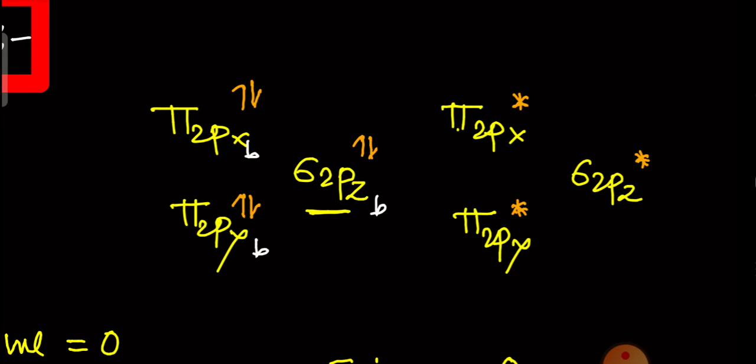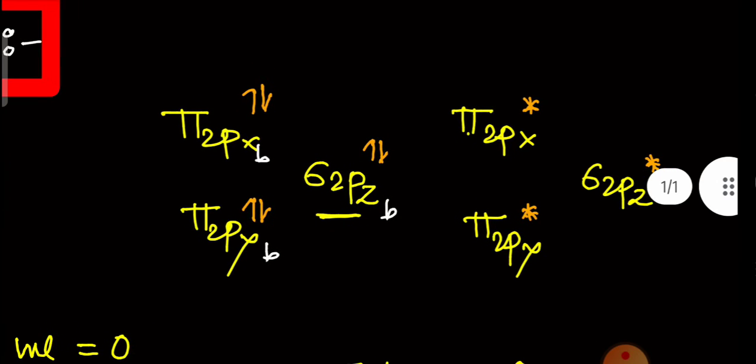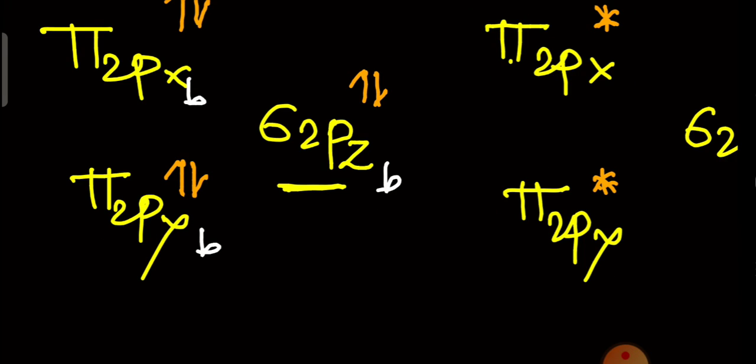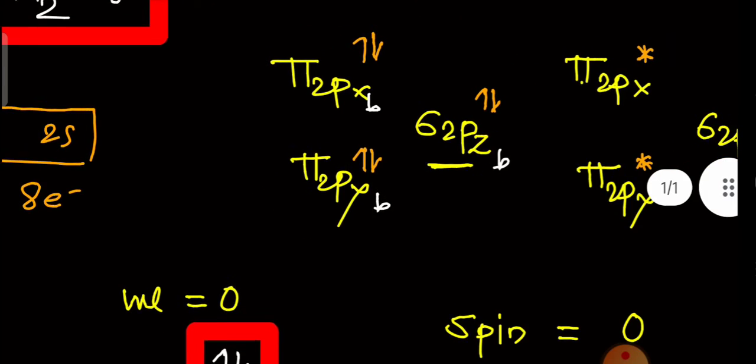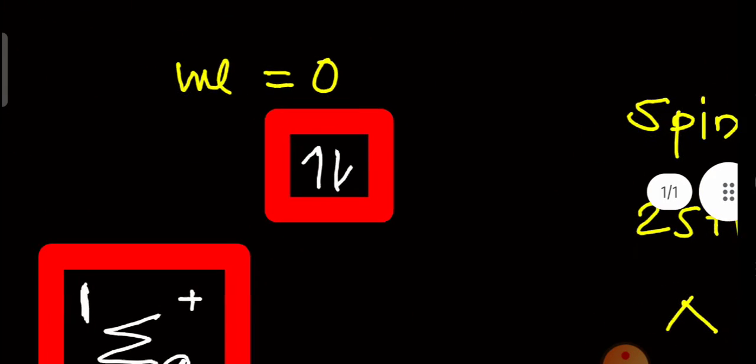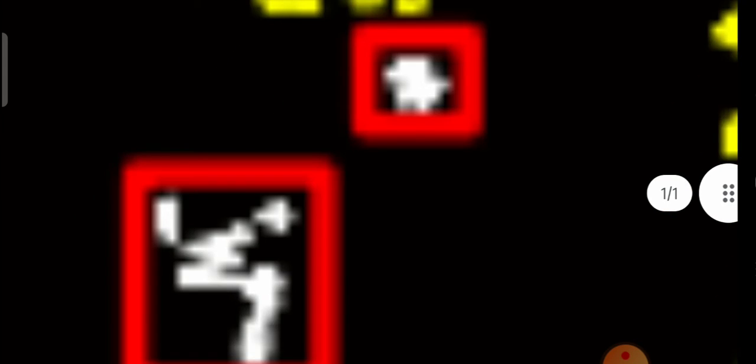Here 8 electrons are present in the 1s and 2s bonding and antibonding orbitals, while the remaining 6 electrons are present in the bonding region of pi 2px, pi 2py, and sigma 2pz. That means these 6 electrons are present in bonding, so the bond order of the nitrogen molecule is 3. Here your valence electrons are present in the sigma 2pz orbital. I will isolate that sigma 2pz, and you know that the ml value for it is 0.